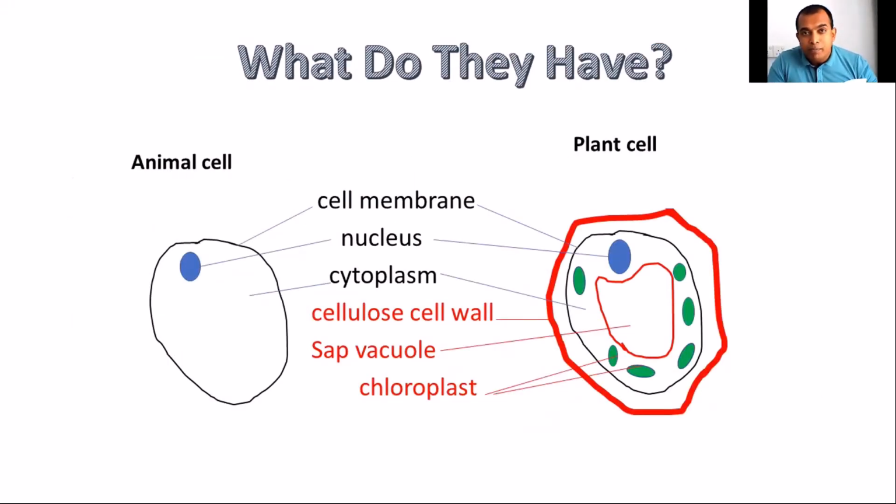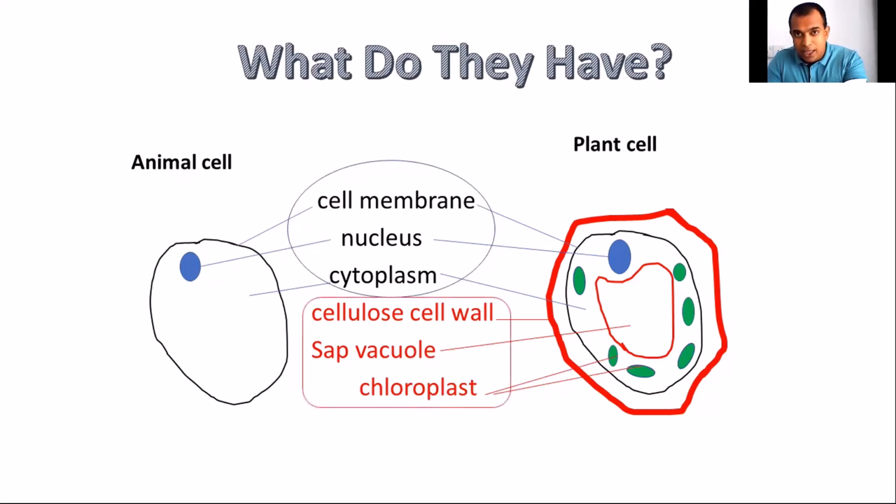So one more time, before we proceed, the three structures seen in both animal and plant cells are these three, and the additional three structures seen only in the plant cell are these three, right?